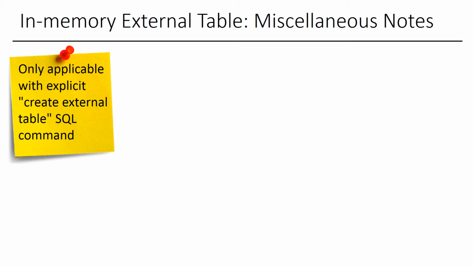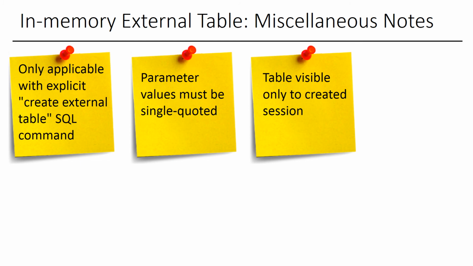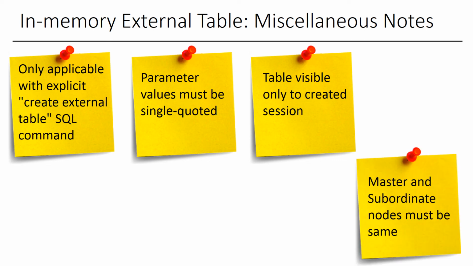A few side notes related to this in-memory external table feature. This feature is only applicable when processing a create external table statement. When an external table is created implicitly, this feature will not apply. You must use single quotes when a value passed with the external_table_in_memory parameter is not a simple identifier or number. These external tables are visible only to the session in which they are created. In case of a replication environment, if you configure these parameters on the master node, you should also specify the same on the subordinate node.